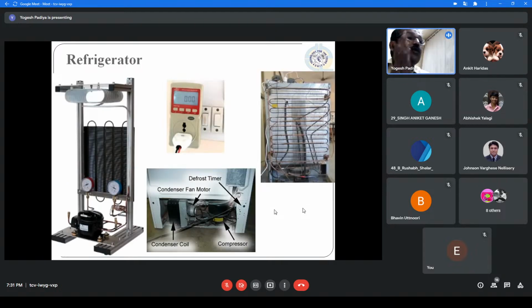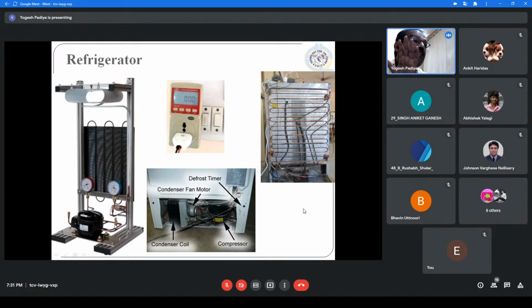Now, let us come to a refrigerator. Some of my friends are saying their light bills are coming 5,000 rupees to 6,000 rupees per month. They say that we are not using AC, we are only using fans, but we don't know why the light bills are coming so high. The first mistake is that you are keeping your fridge close to the wall.